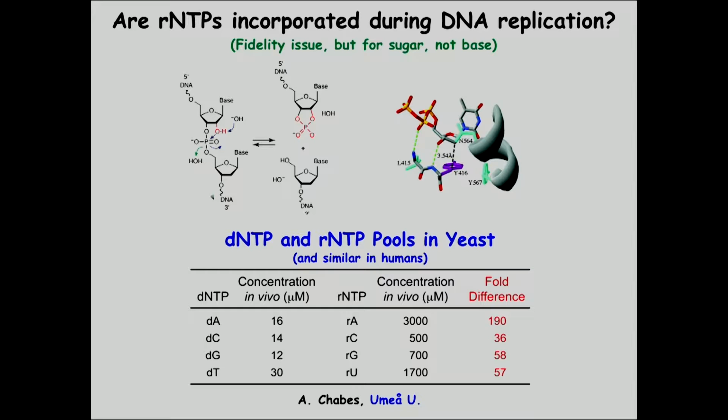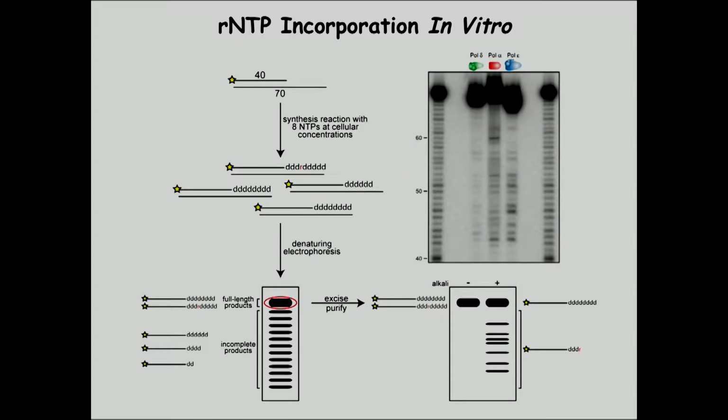So we got interested in whether they're incorporated in vitro. This is the actual assay that we used for that. And this is the result with DNA polymerase delta, DNA polymerase alpha, and DNA polymerase epsilon.